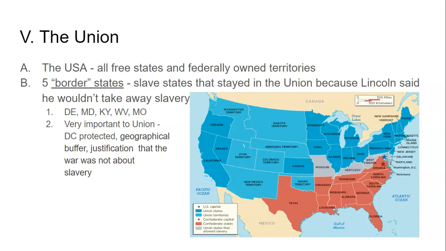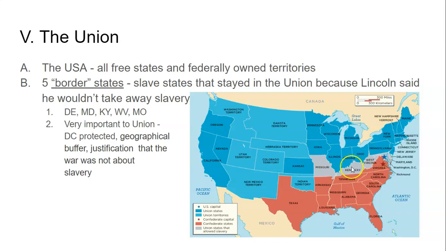They're super important to the Union. They help to keep DC protected. If you look right here, Washington, DC is right between Virginia and Maryland. Well, Virginia has seceded, so if Maryland secedes as well, then the capital of the United States would be in the Confederacy, which would be a huge problem.